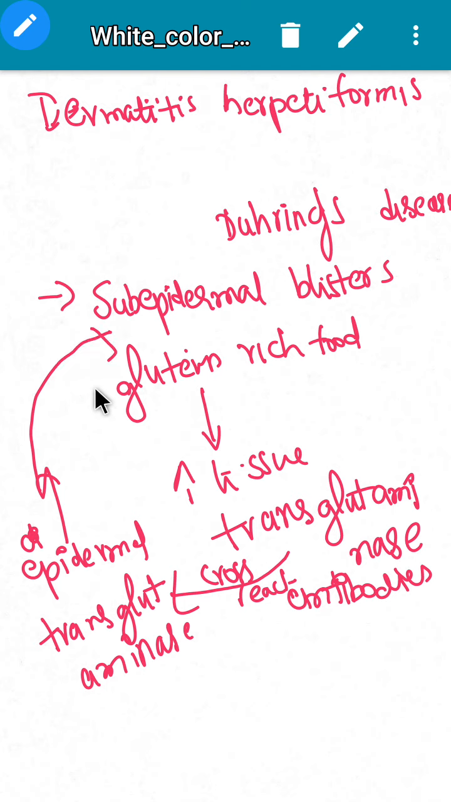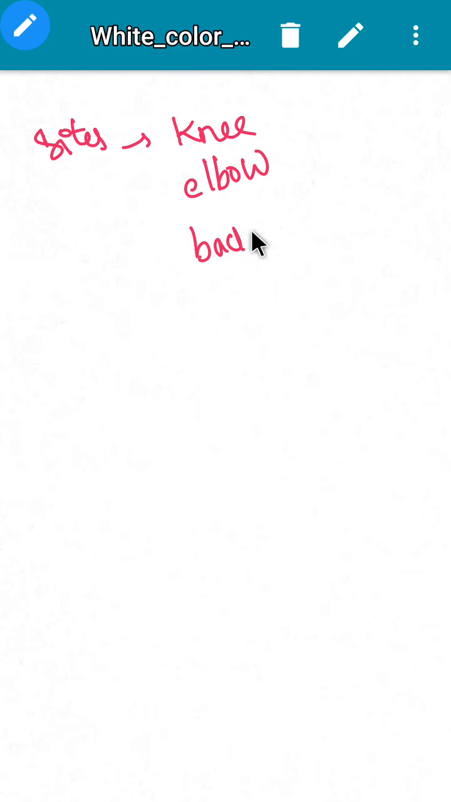But this is the basic mechanism of how blisters are formed in dermatitis herpetiformis. The blisters are formed in certain locations. Sites where blisters are formed are knee, elbow, back. These are the important sites where blisters are formed. One is knee, elbow, back, and one more is buttock also. These are the sites where blisters are formed.